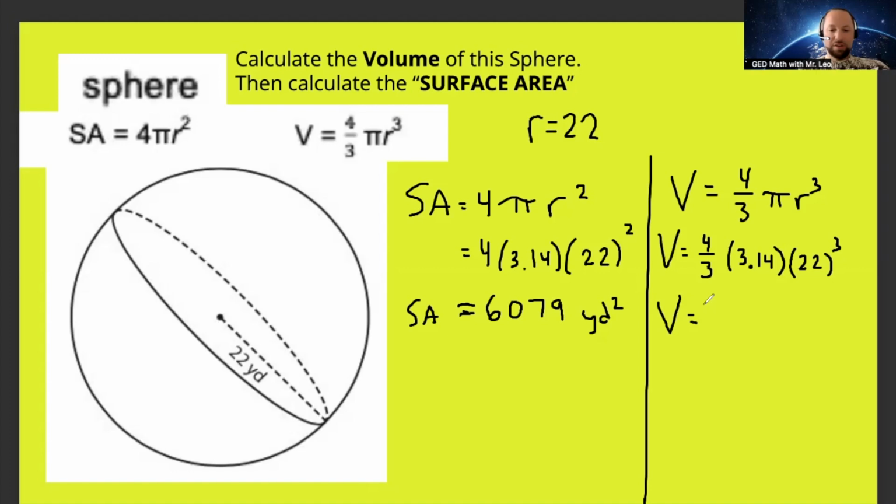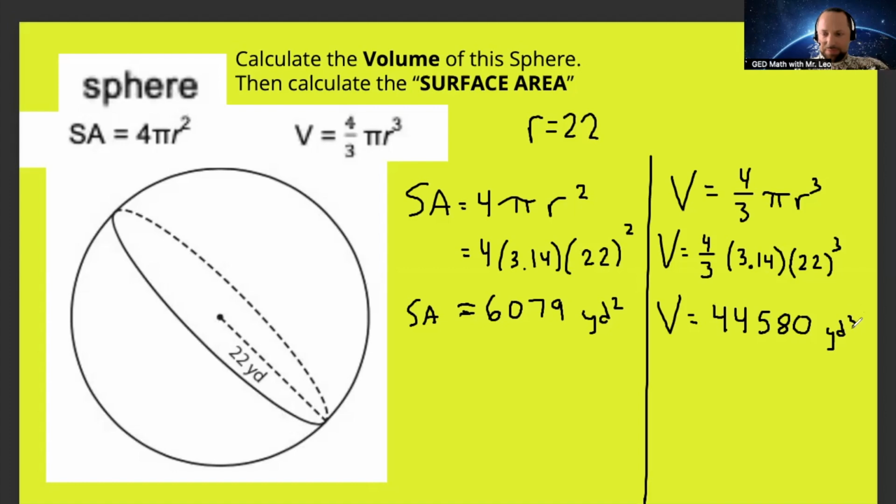Let's grab our calculators here. Final answer here, I got 44,579. I'm going to round that up to 580. How do you feel about that? Do you see why I rounded it that way? This would be cubic yards.